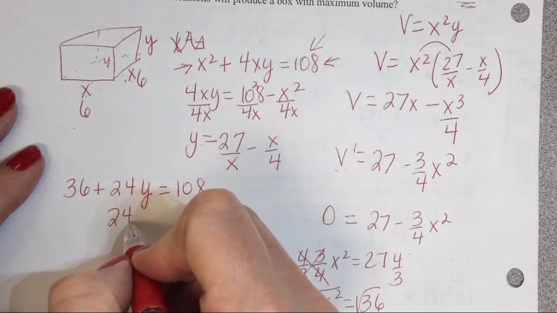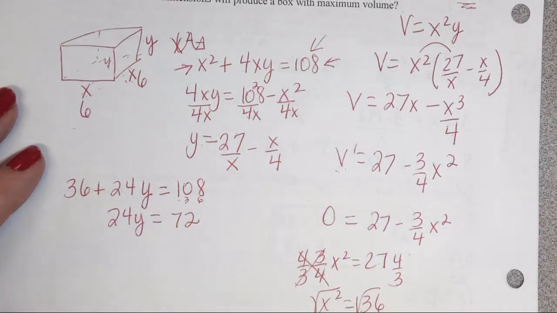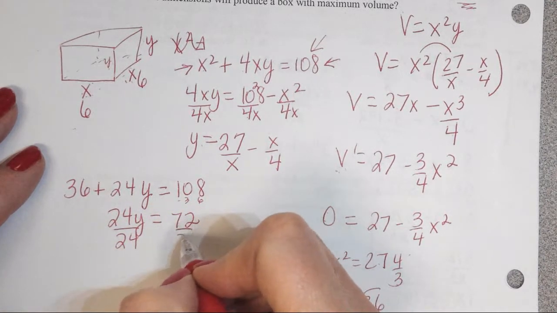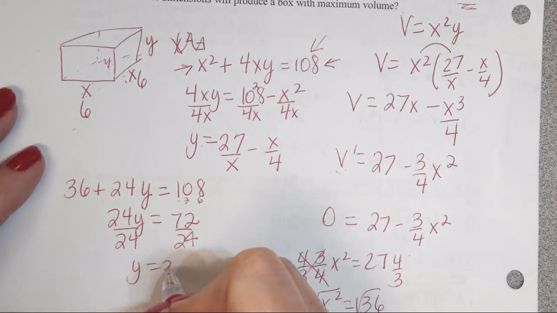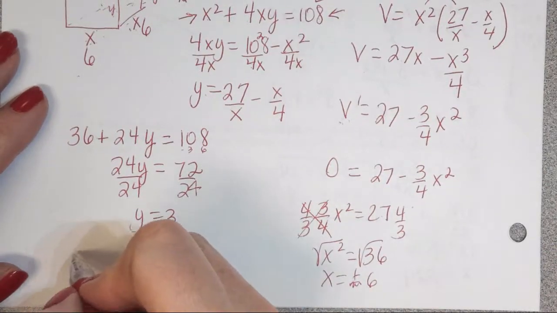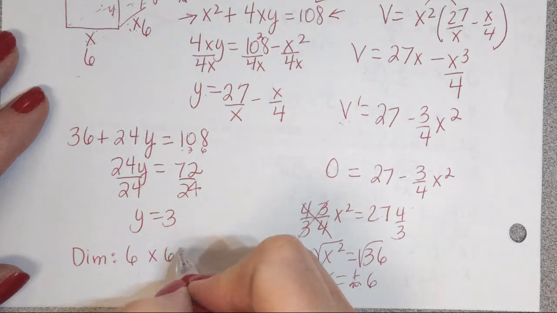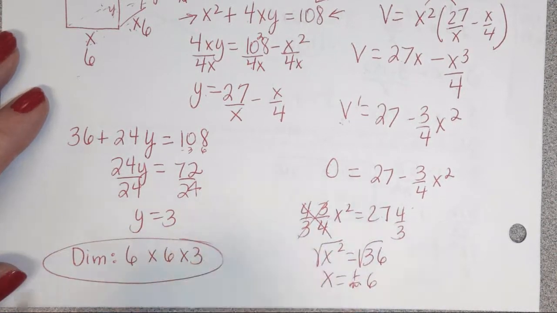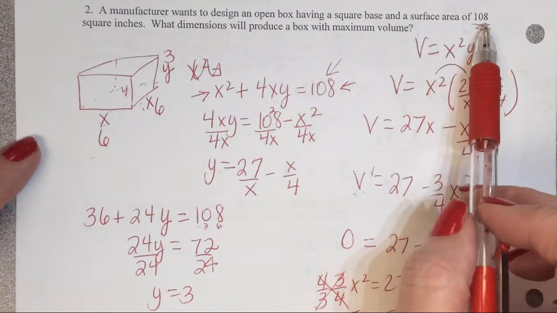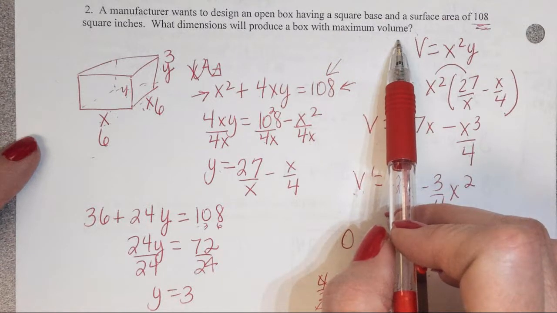Solving this, I'm going to get 24y equals, if I subtract 36, I get 72. 72 divided by 24 is 3. And so the dimensions are going to have to be 6 by 6 by 3. That's going to be the box that's going to have this surface area and that's going to maximize the volume.